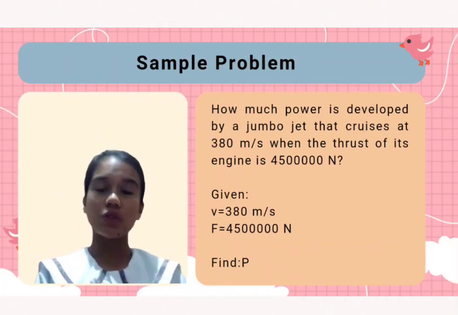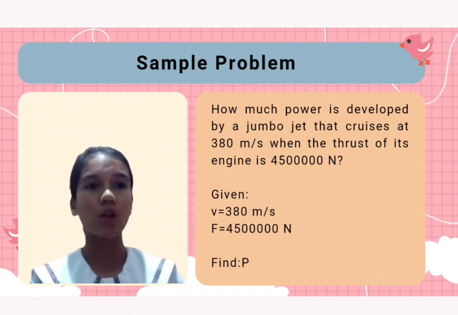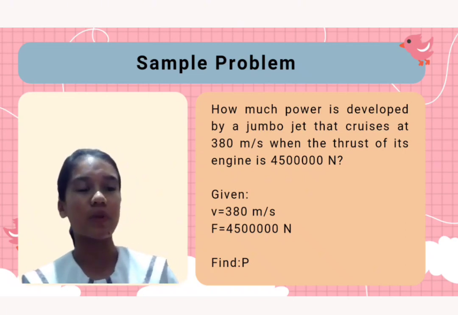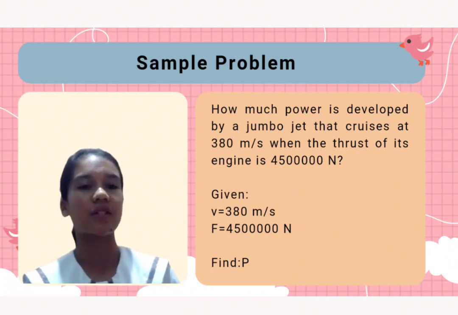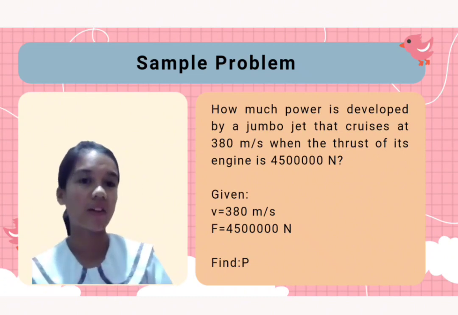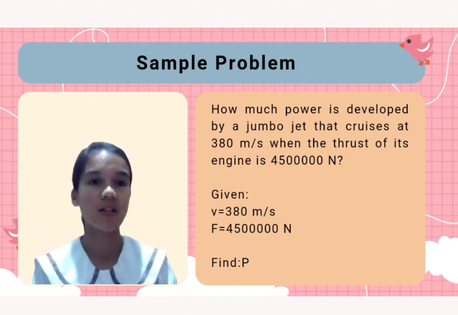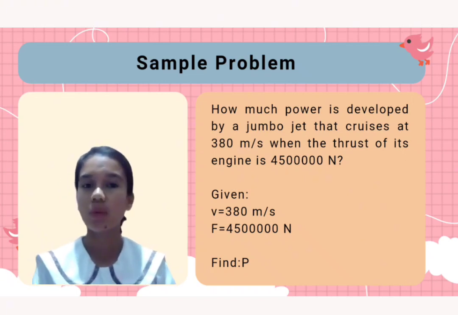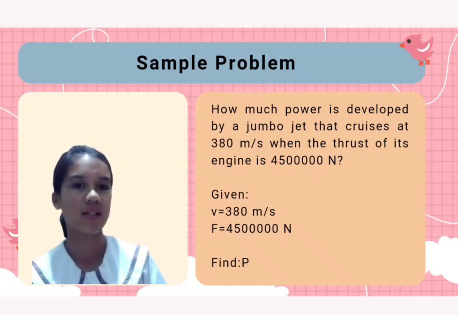Now, I'm going to teach you how to solve for the power and velocity. So, how much power is developed by a jumbo jet that cruises at 380 meters per second when the thrust of its engine is 4,500,000 N? The givens of this problem are 380 meters per second, the velocity, and 4,500,000 N is the force. And we need to find the power. And the formula that we will use is power is equal to force times velocity.